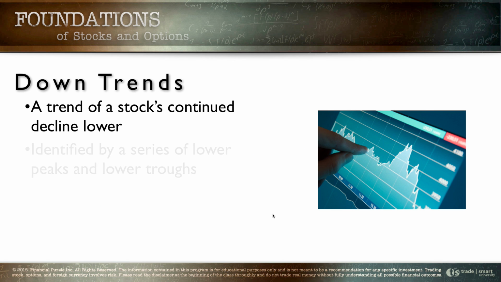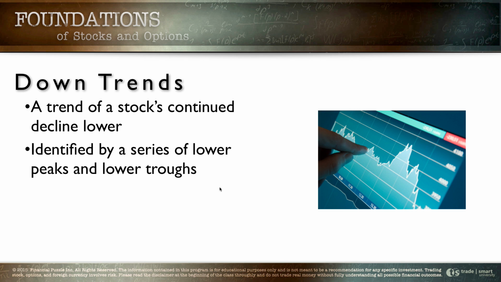If we take a look at a downtrend, what you're going to find is a downtrend is simply the trend of a stock's continued decline lower, and it's going to be identified by a series of lower peaks and lower troughs. So again, we've got our swing high, and then we've got our swing low. We've got a lower high and a lower low, simply lower peaks and lower troughs.